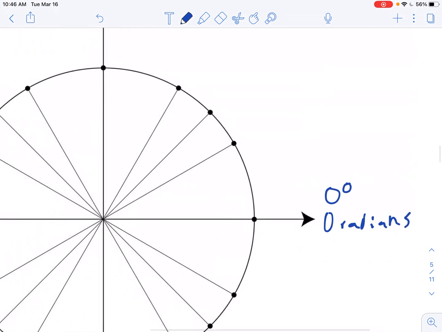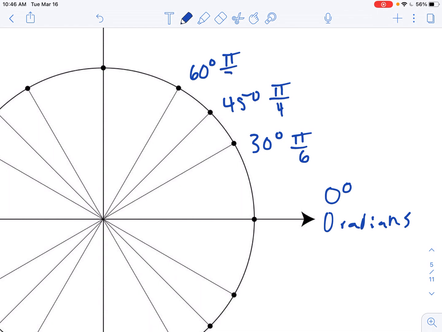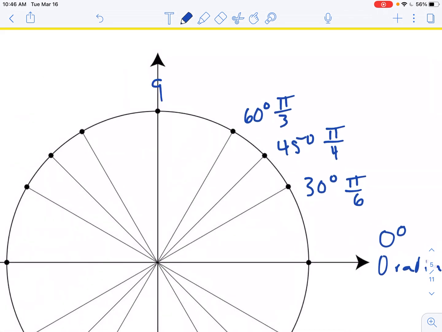We've already learned these three angles. This is a 30-degree angle, or pi over 6. This is a 45-degree angle, or pi over 4. This is a 60-degree angle, or pi over 3. And then finally, this is a 90-degree angle up here. And then a 90-degree angle is going to be the same thing as pi over 2. You have this on your chart. You can also do this via conversion factors.